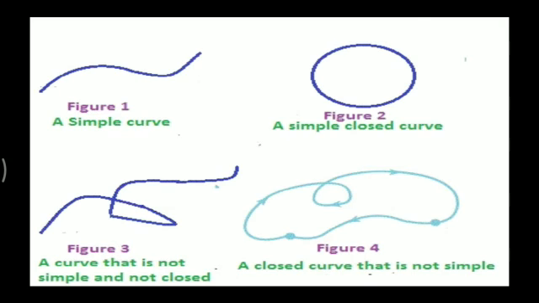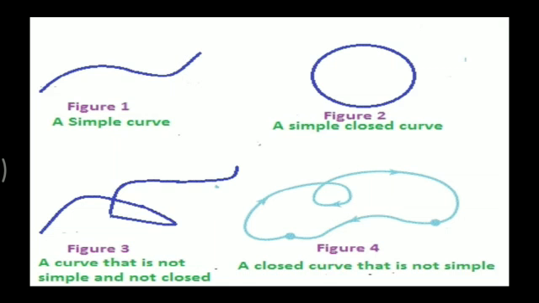Let's look at some of the examples. If you look at figure 1, this curve is simple because it doesn't cross itself. If you look at the second figure, you can see that it is closed and it is simple also. So it is a simple closed curve. If you look at the third figure, this curve is not closed and it is not simple also, because it crosses itself. If you look at figure 4, this curve is closed, but it is not simple because it crosses itself. This is a closed curve that is not simple.